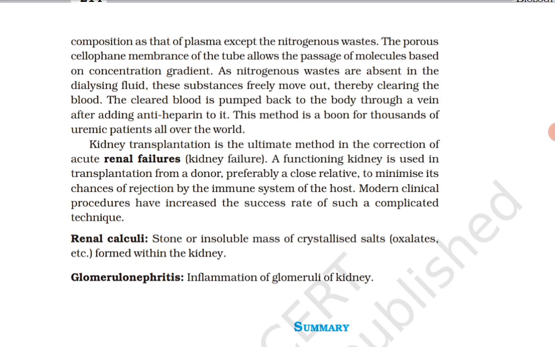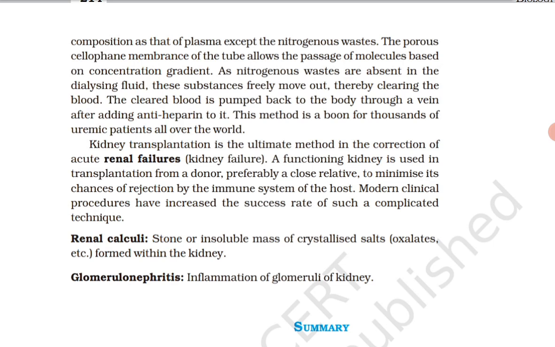In human, the excretory system consists of one pair of kidneys, a pair of ureters, a urinary bladder, and a urethra. Again, I am repeating it. The excretory system consists of one pair of kidneys, a pair of ureters, a urinary bladder, and a urethra. Each kidney has over a million tubular structures called nephrons. Nephron is the functional unit of the kidney and has two portions, glomerulus and renal tubule.